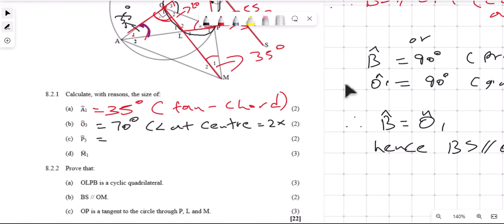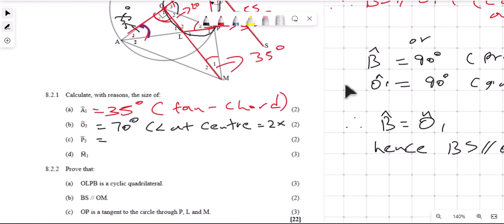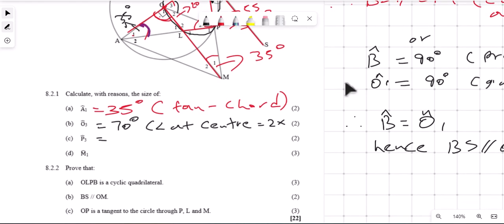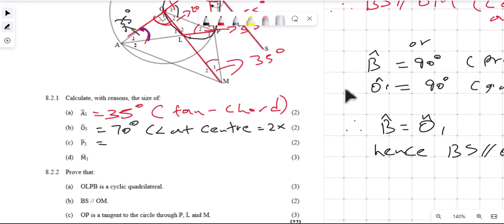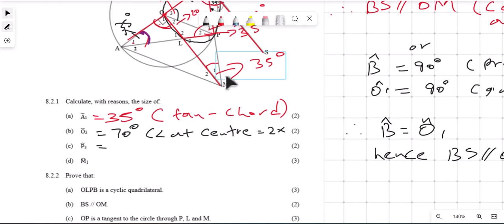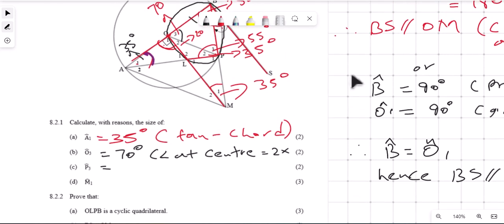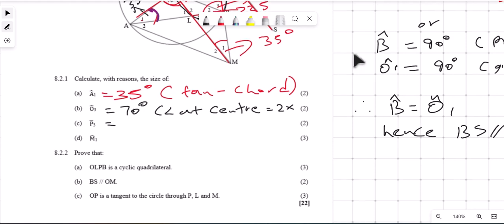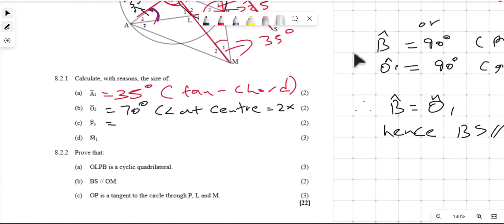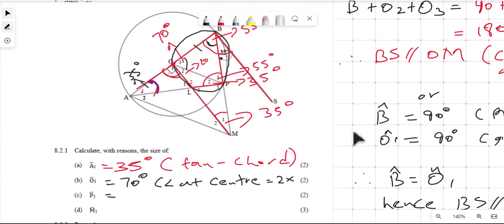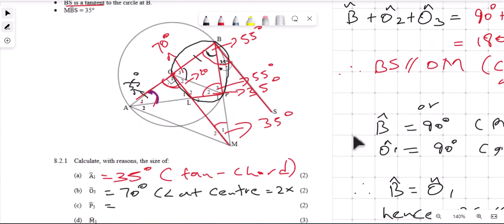OP is a tangent to the circle through PLM. Prove that OP is a tangent to the circle that passes through PLM.